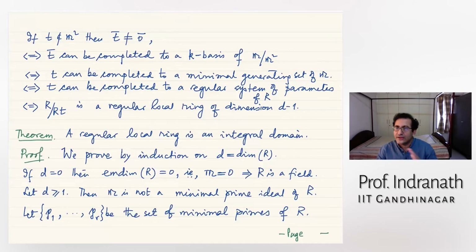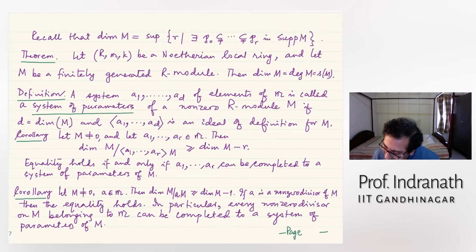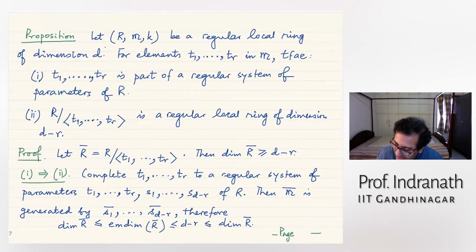So it's the same argument that you have seen previously for a system of parameters, where you have this dimension inequality, and whether you can complete it to a system of parameters, and things like that. Here you have seen that if you have a non-zero divisor, then it can be completed to a system of parameters, etc. Now we are specializing. We have M being nothing but the maximal ideal of the local ring, and therefore similar arguments go through. Okay, if you work it out, you will understand it immediately.